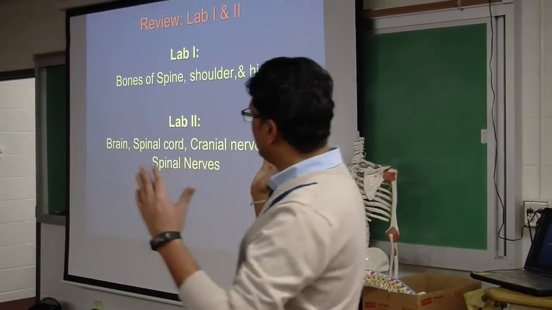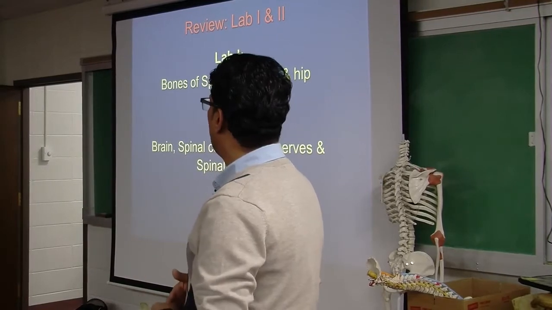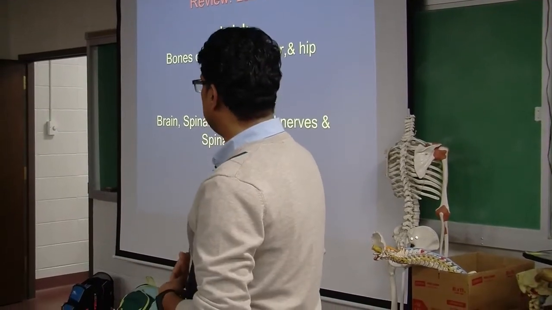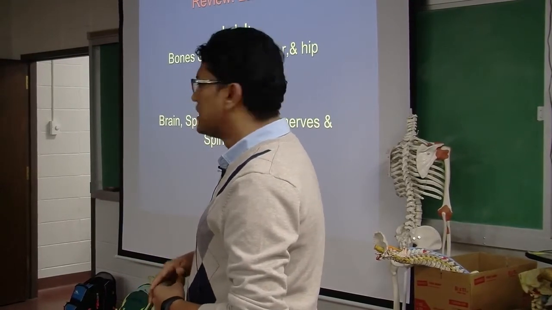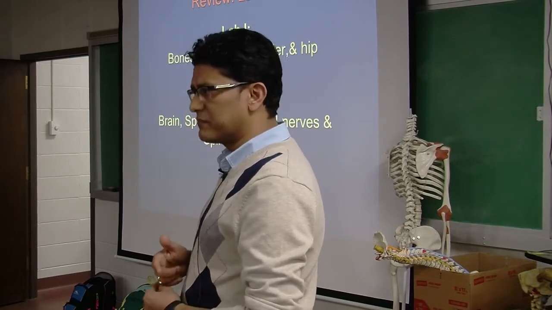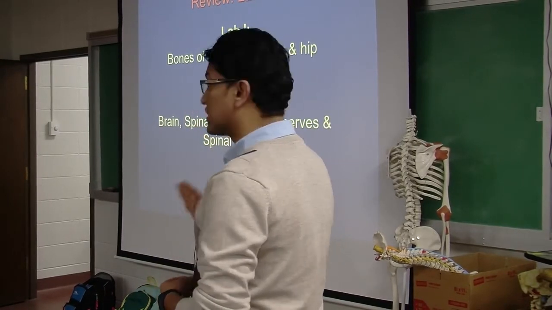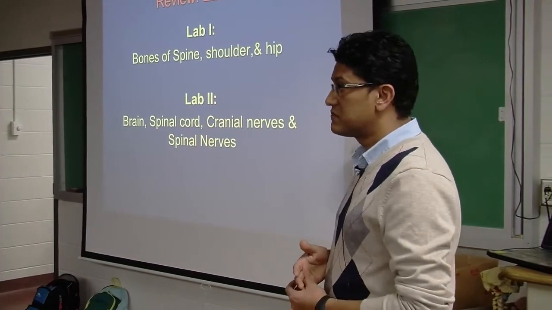So let me run through whatever we already went over in lab 1 and lab 2, and then I'll give a little bit of a preview of lab 3. So in lab 1, we basically went over all these bones of the spine, shoulder and hip, right? And in lab 2, we went over the brain, spinal cord, cranial nerves, and spinal nerves.